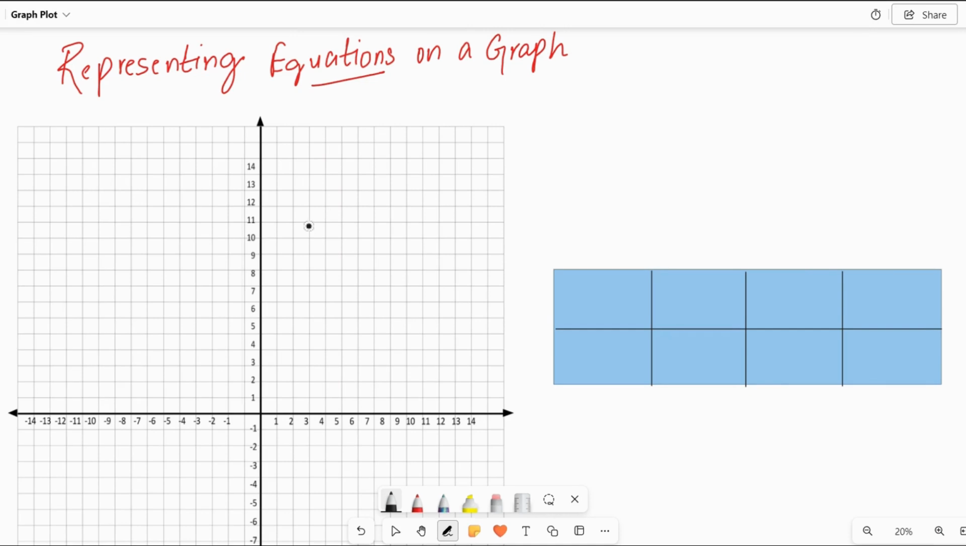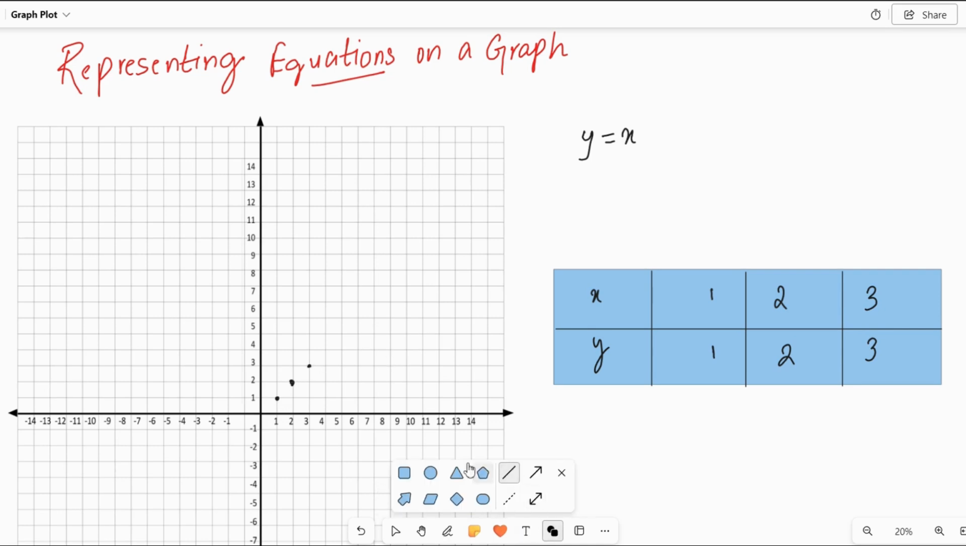Let's recall that any equation can be represented as a graph on a Cartesian plane. The graph visually shows how the values of x and y change according to the equation. For example, y equals x is a given equation. On a graph, this is a straight line because for every point of x and y, the graph passes through points like (1, 1), (2, 2), and (3, 3), which can be plotted like this, and the graph looks like this.